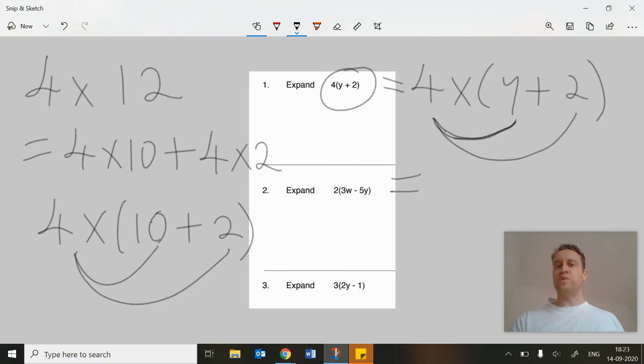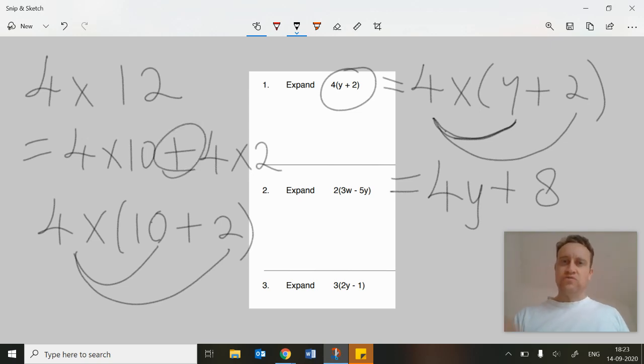Okay, so when we do this, 4 times by y is 4 times by y, which we can write as 4y, and 4 times by 2 is 8. Okay, and I'm going to put an and in the middle, just like I've got an and in the middle here as well, plus rather.